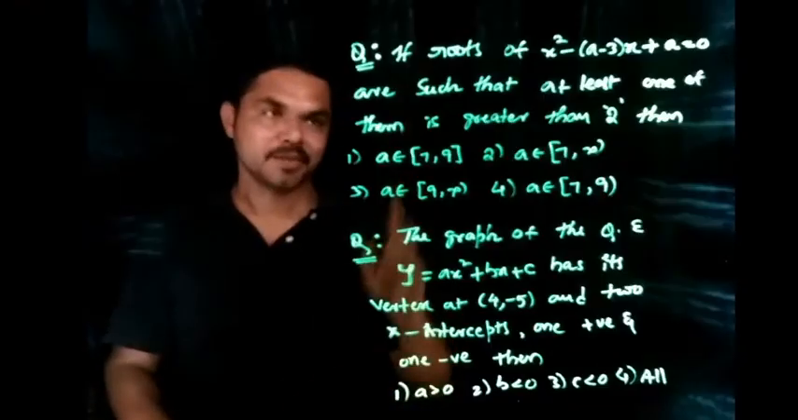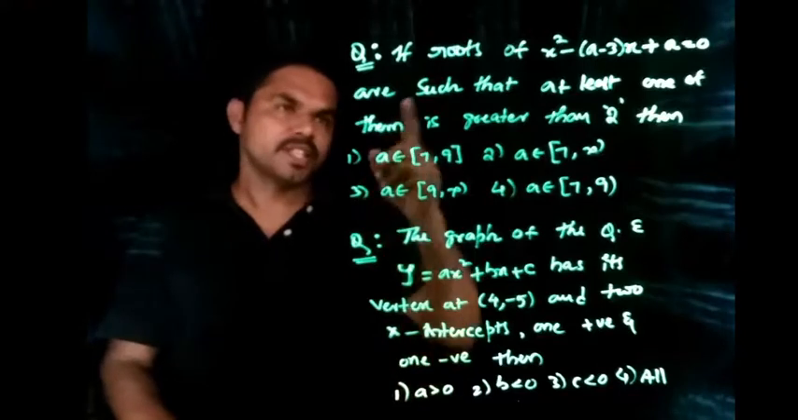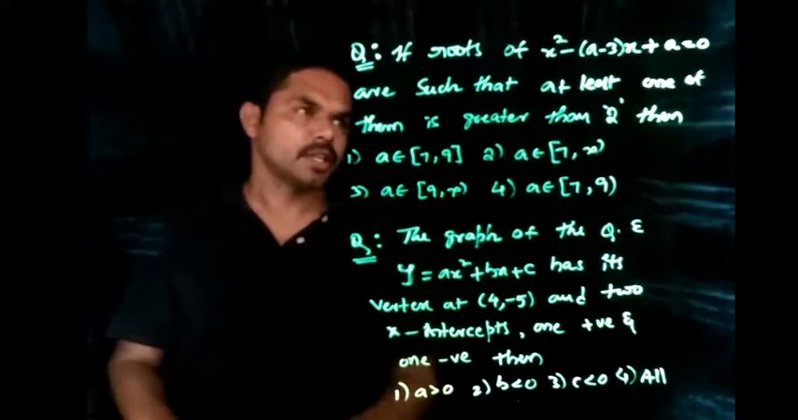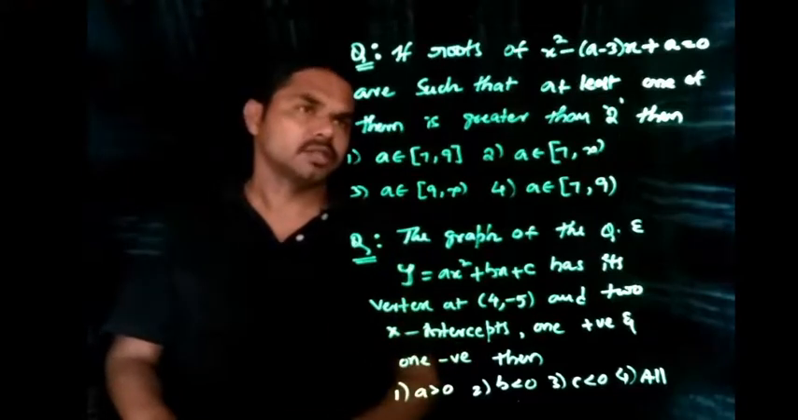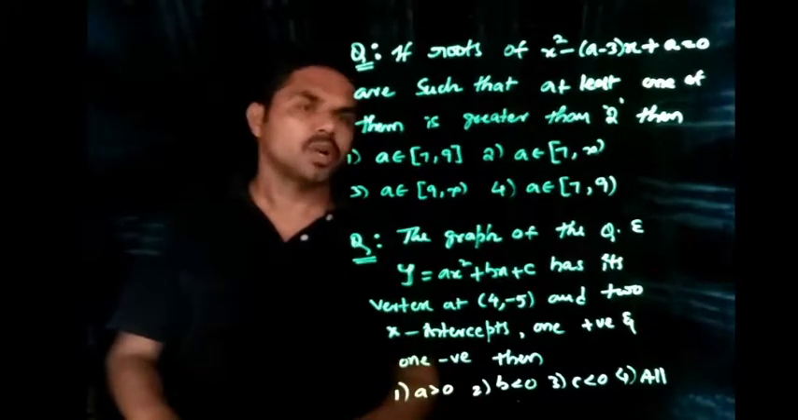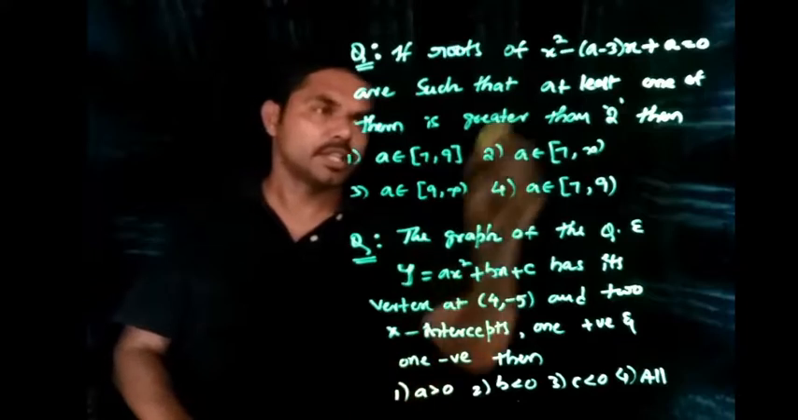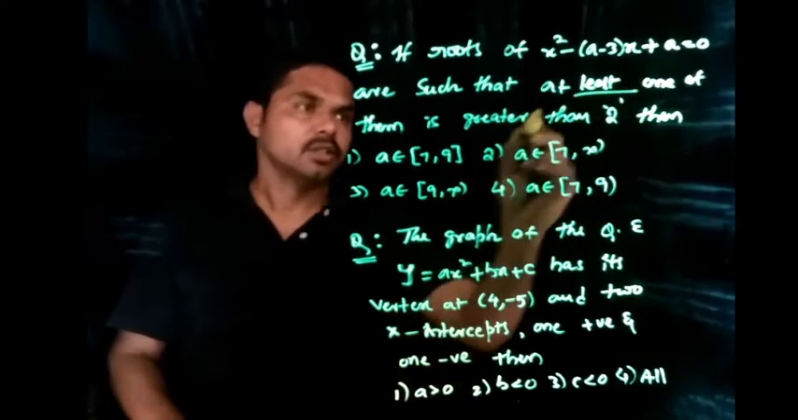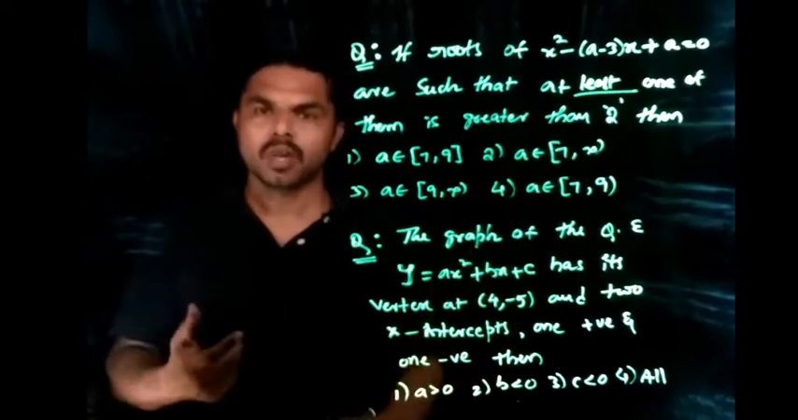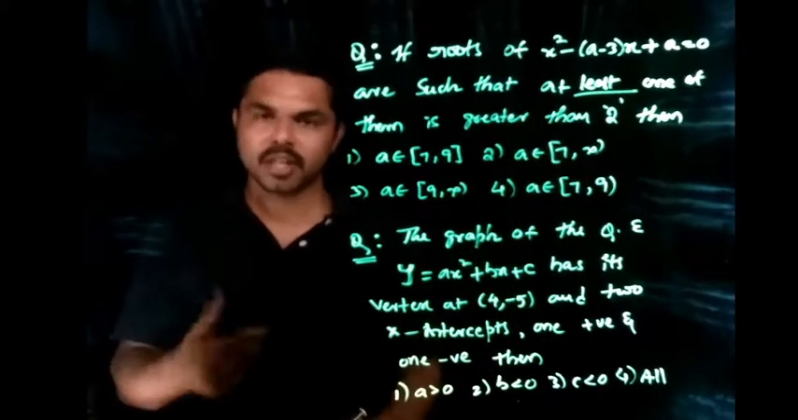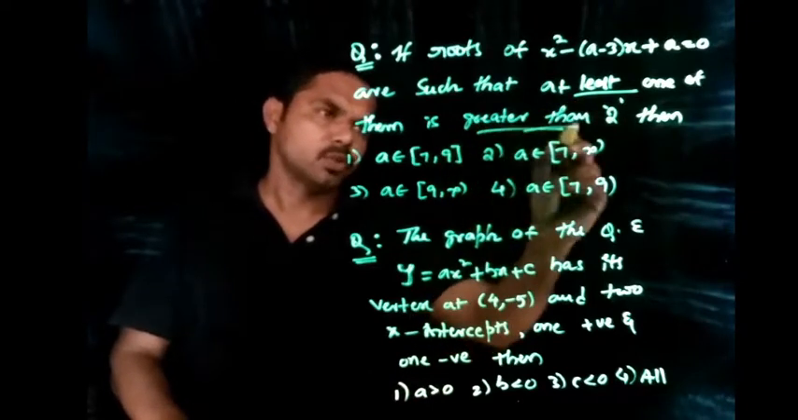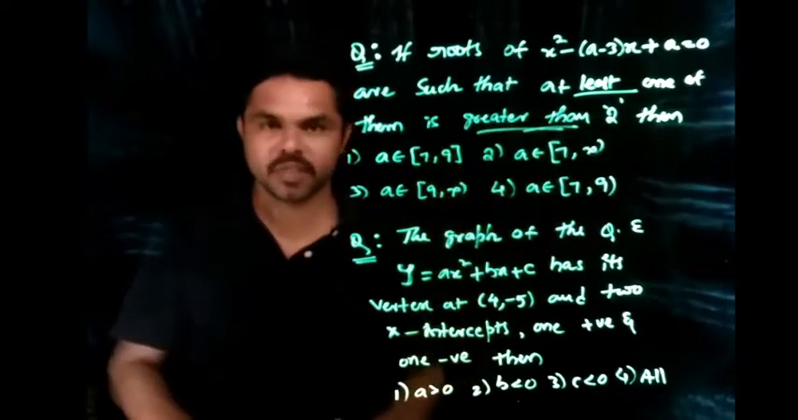Now these two questions are for you. The first question is: if the roots of x square minus of a minus 3 into x plus a equal to 0 are such that at least one of them is greater than 2, at least in the sense maybe both roots may be greater than 2, so at least one of the roots is greater than 2, then what is the range of a? That is the first question.